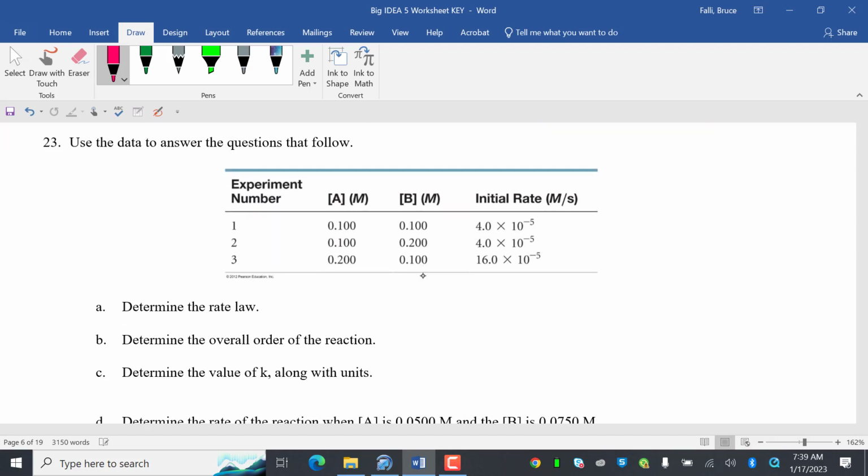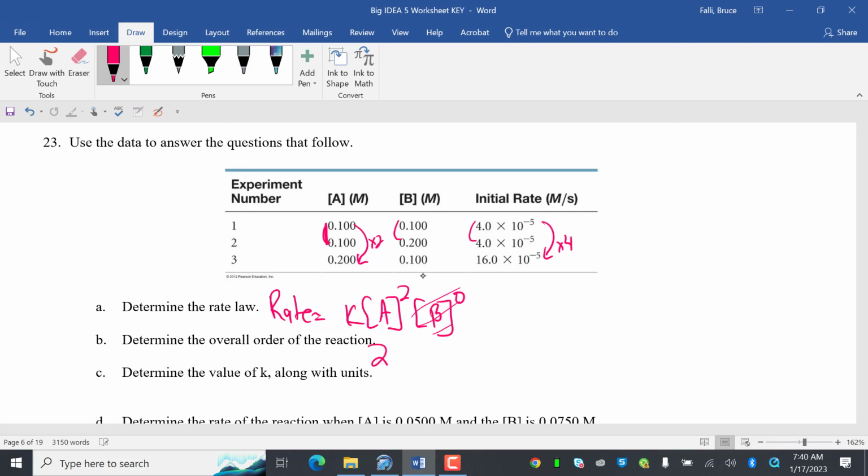23, determine the rate law. Okay, so it's always rate equals K, reactant 1, which is A, reactant 2, which is B, and we'll figure out the orders. Let's see here, 1 to 2, this is times 2, 4 to 16, that's times 4, so 2 squared is 4. This one, 1 to 2 is times 2, this is the same, right? This is times 1, that's 0. Determine the overall order for the reaction. Overall order for the reaction is also 2.